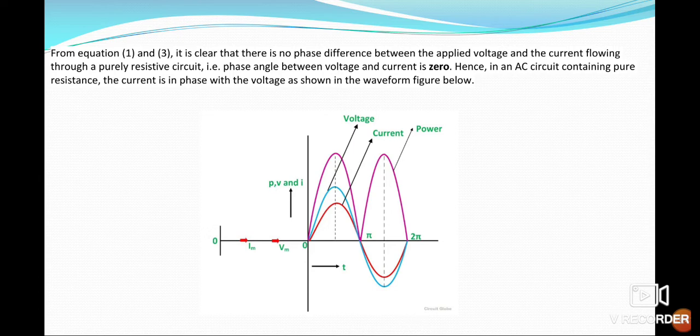at the same time. So we can see from the diagram that for a pure resistive circuit, both the current and voltage will coincide. So when we draw the phasor diagram, we will draw the current in the same direction as that of the voltage.